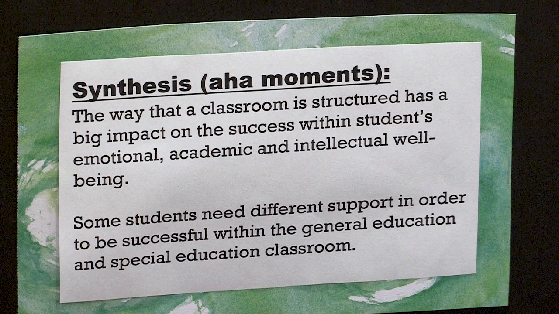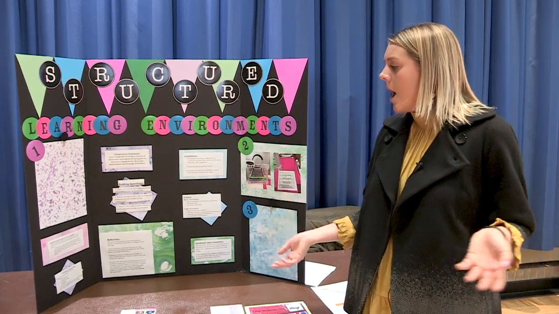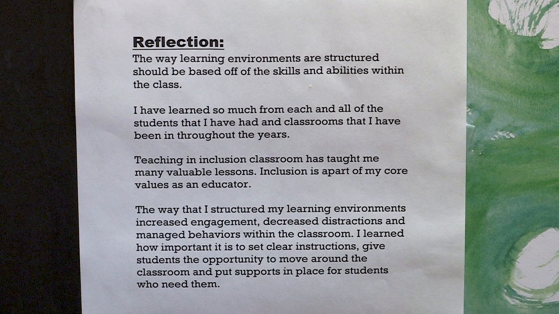So I found that the way a classroom is structured has a huge impact on success within students' emotional well-being, intellectual well-being, and academic well-being. And then I also found that some students just need different supports. Not every support is going to work for every student, and so implementing those is really important. My reflection, the way that learning environments are structured is based off of those skills and abilities within the classroom. I've learned so much from my students in being in inclusion classrooms and structuring my environment, the learning environment that students really need.